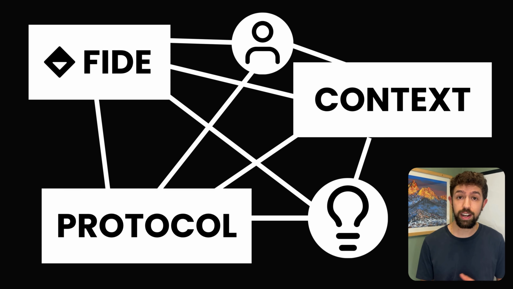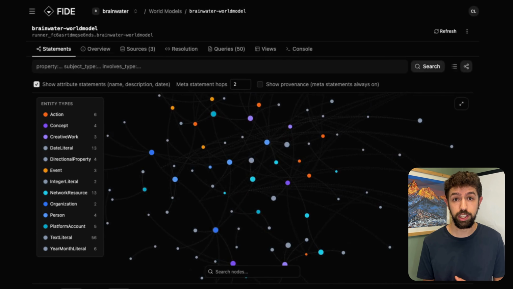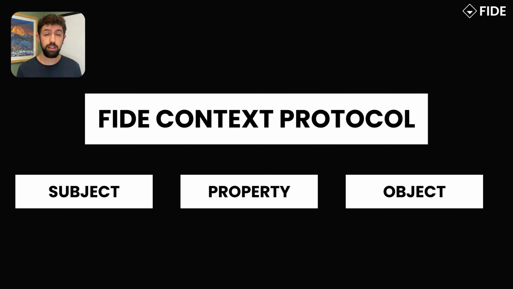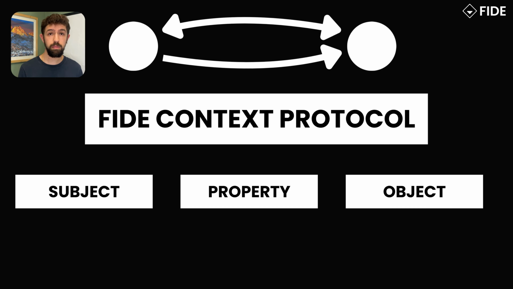So we just released the new Fide context protocol. It's a standard we believe will finally make messy data structured for agents. It breaks every single statement in a graph into three parts: the subject, the property, and the object. It defines when to use these parts, and also that statements can be either symmetrical, so they go both ways, or they can be directional.